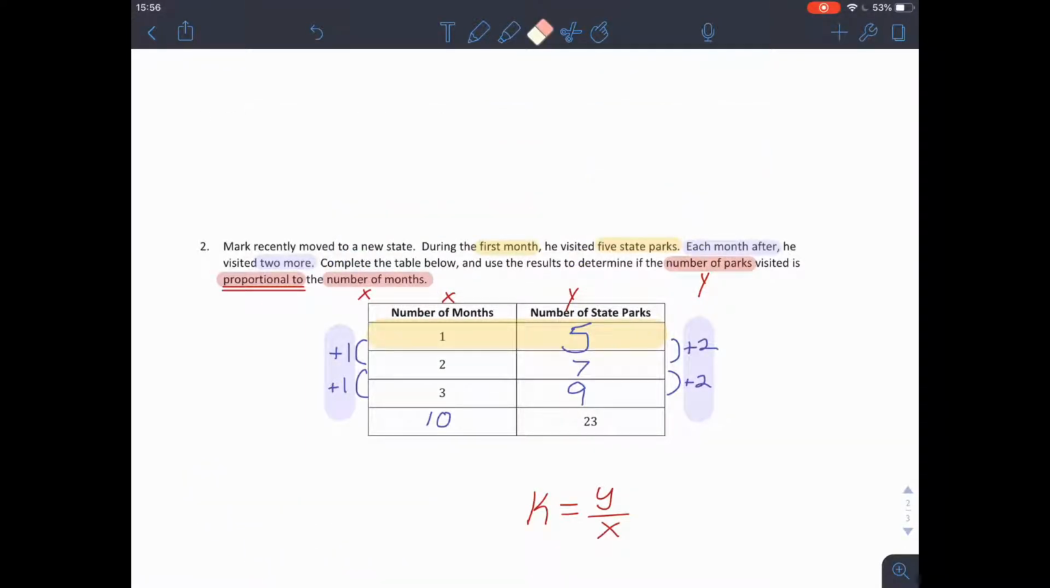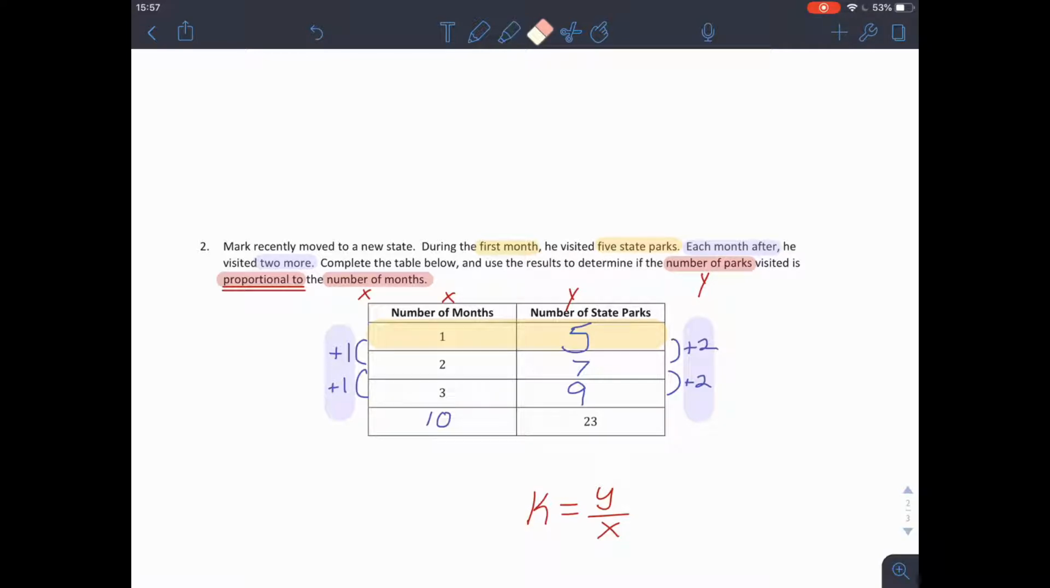Now that we've completed our table, we can use our results to determine if the number of parks visited is proportional to the number of months. I highlighted in our word problem in red the keys that let me know whether our months or state parks would be our x or y part of our constant of proportionality. Since number of parks came before the words proportional to, I know that it's our y value. Since number of months comes after, I know it is our x. So all I need to do is take my y values from my table and divide them by my x values and see what the unit rate is, or my constant of proportionality. If they're all the same, it's proportional.